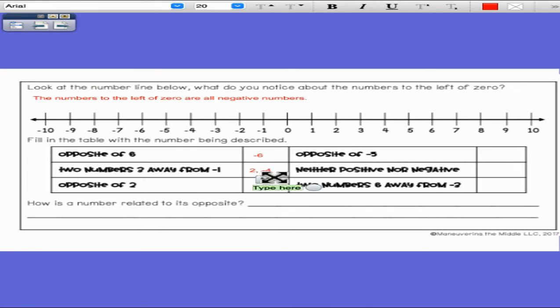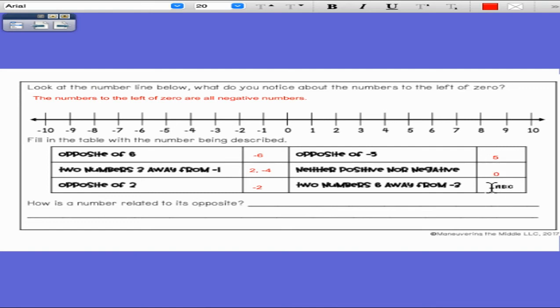The opposite of 2 is, well, -2. Good job, guys. The opposite of -5, well, if I could fold it in half on the 0, it's going to be +5 or just the number 5. If it is neither positive nor negative, there is only one number in the world that is neither positive nor negative, and that is the number 0.